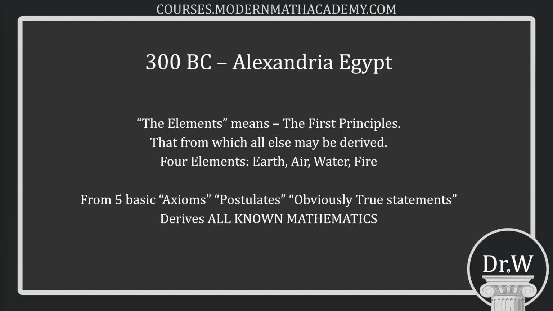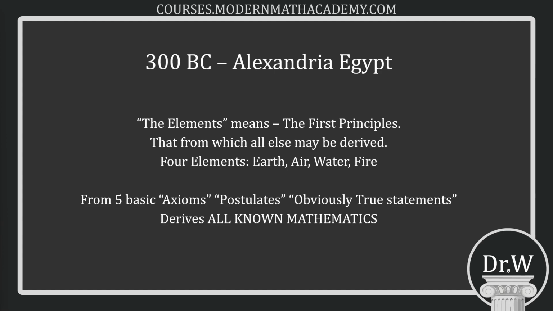The word elements, you should think of the elements, right? So the word the elements means first principles, that from which all else may be derived. The 4 elements in ancient thought were earth, air, water, and fire, and all matter was some constituent combination of these 4 elements. And so the whole point of this book is that from 5 basic axioms or postulates, as Euclid calls them, or to understand what this means, obviously true statements, we can derive all known mathematics. This is an original idea to Euclid's Elements.